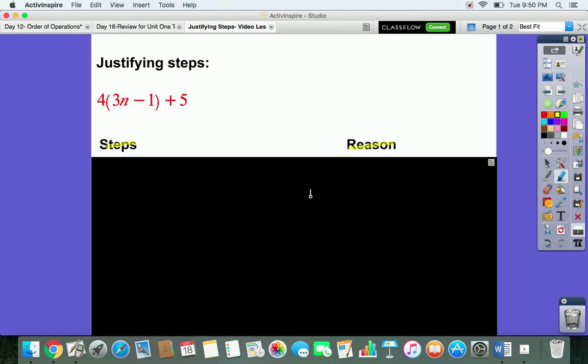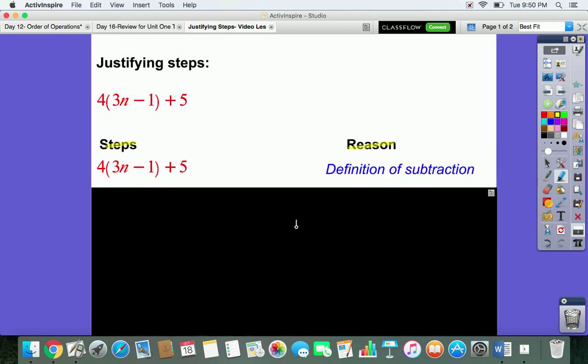So the very first thing we want to do is recopy the problem. 4 times the quantity of 3n minus 1 plus 5. You already see that I have justified that first step. We want to make sure that we are using our keep, change, but calling it by the real name, definition of subtraction. That's all I'm doing in that first step. 4 times the quantity of 3n plus negative 1 plus 5.